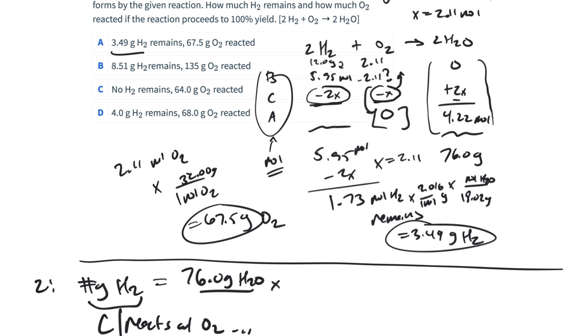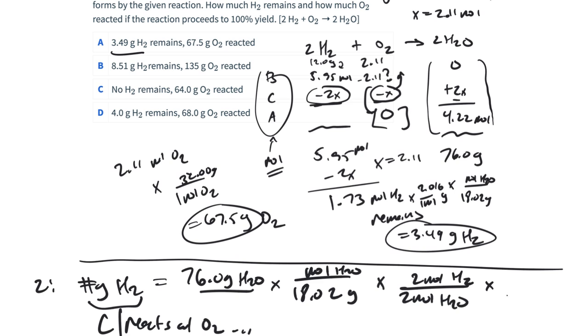So the question, when we work this out, is like saying: how many grams of hydrogen are required to be present and react fully with oxygen to yield 76 grams of water? 18.02 grams per mole of water. For every 2 moles of water that form, we need 2 moles of H2 to be present, just the 2 in front of each of the reactants. And then for every 1 mole of H2, that's 2.016 grams.